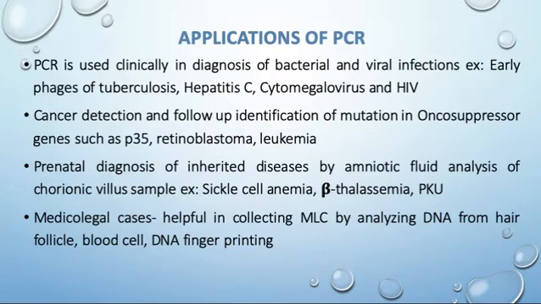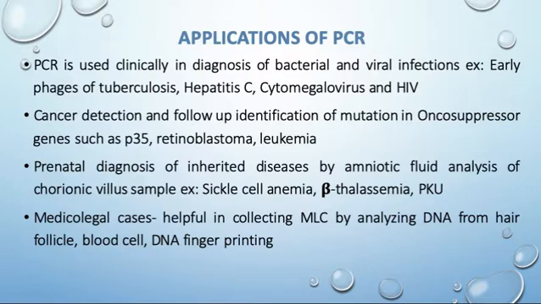Then it is used in medical legal cases. How it is used is that a sample is taken and the DNA is analyzed from the hair follicle or the blood cells, and then we do the DNA fingerprinting. So thus it is useful in medical legal cases, right? So there are mainly 4 applications of PCR. One is viral and bacterial infection, then cancer detection, then prenatal diagnosis of inherited diseases, then medical legal cases, right? So these are the applications of PCR.